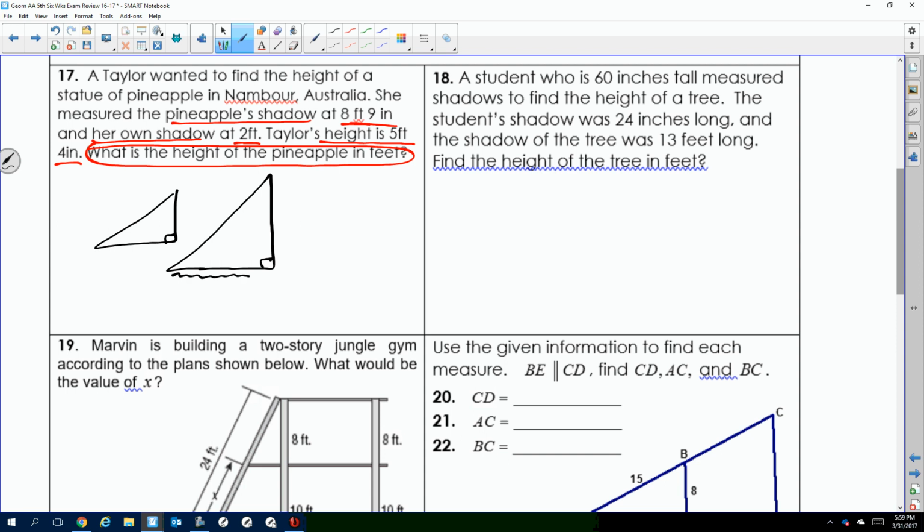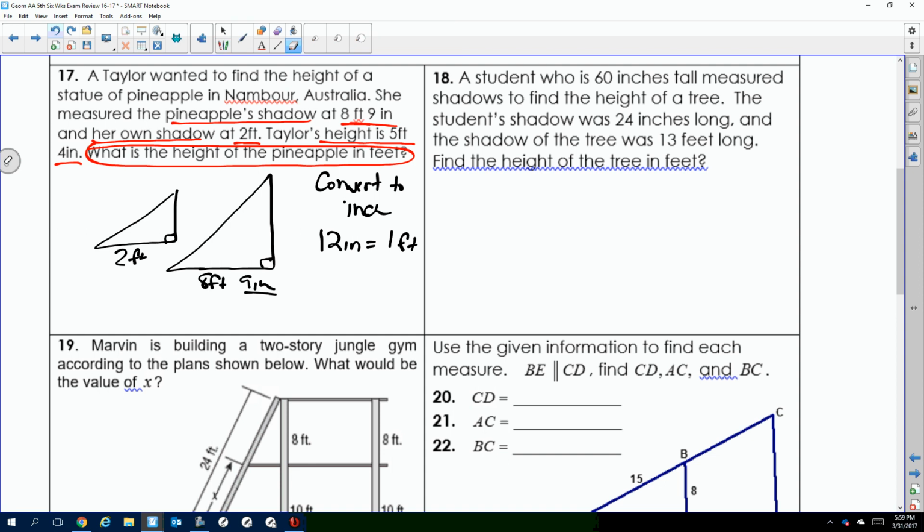But because it's 8 feet 9 inches, we need to convert here because her own shadow is 2 feet. This is 8 feet 9 inches. Okay, because we have these 9 inches, we need to convert to inches. And to do that, there's 12 inches in 1 foot. All right, so basically I'm saying 8 times 12 plus the 9 inches that I have here. So 8 times 12, that gives me, what is it, 96 plus the 9. So this is 105 inches here.